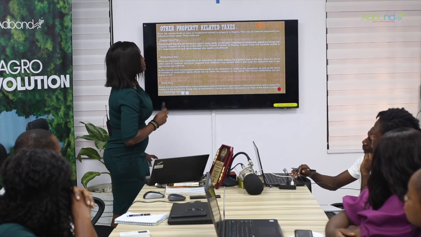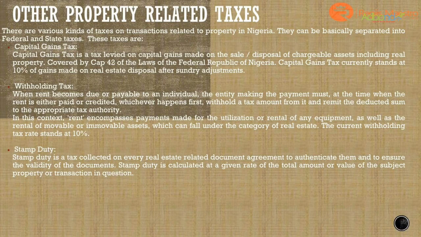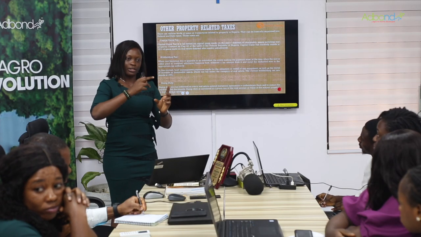So, other property related taxes. We have capital gains tax, withholding tax, and stamp duty. Capital gains tax arises when you dispose of your property. Maybe you sell your building, you bought it for 20 million naira, you sold it for 40 million naira, so you gained 20 million naira. You're supposed to pay CGT on that extra gain.